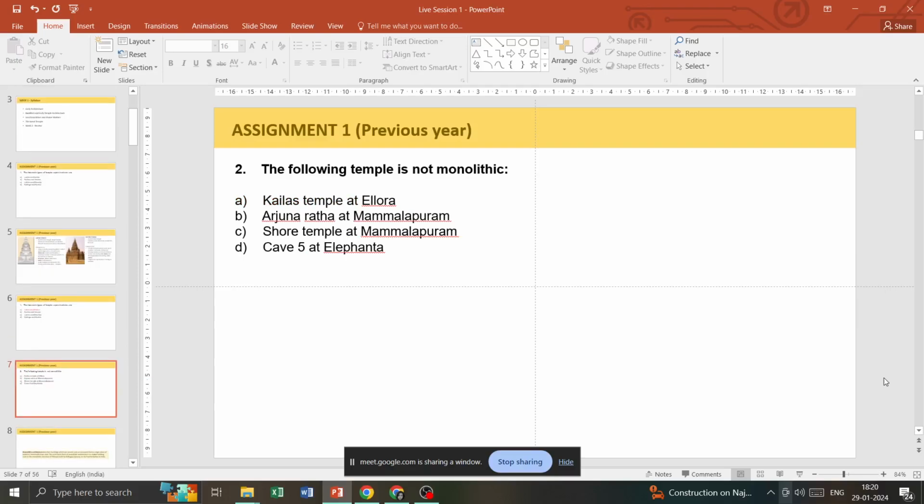Question number 2. Which of the following temple is not monolithic? So we have four options.